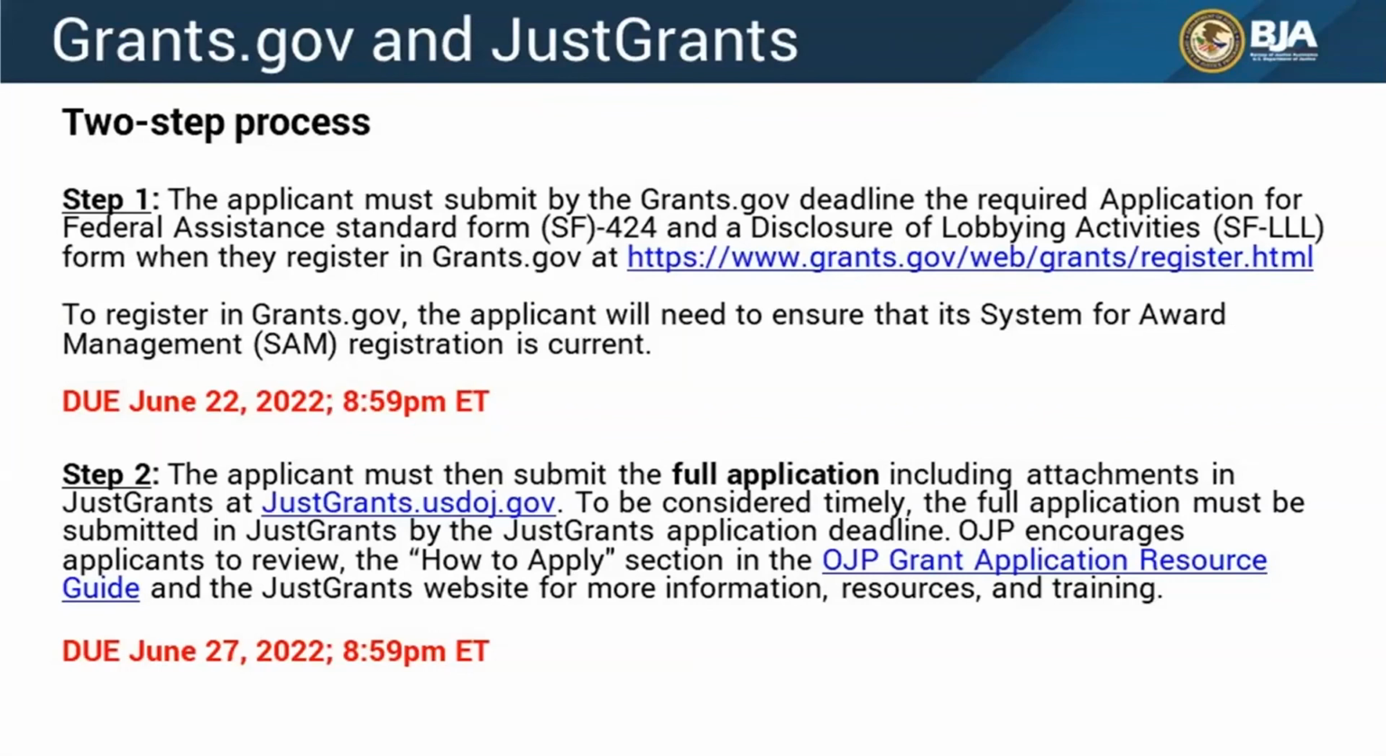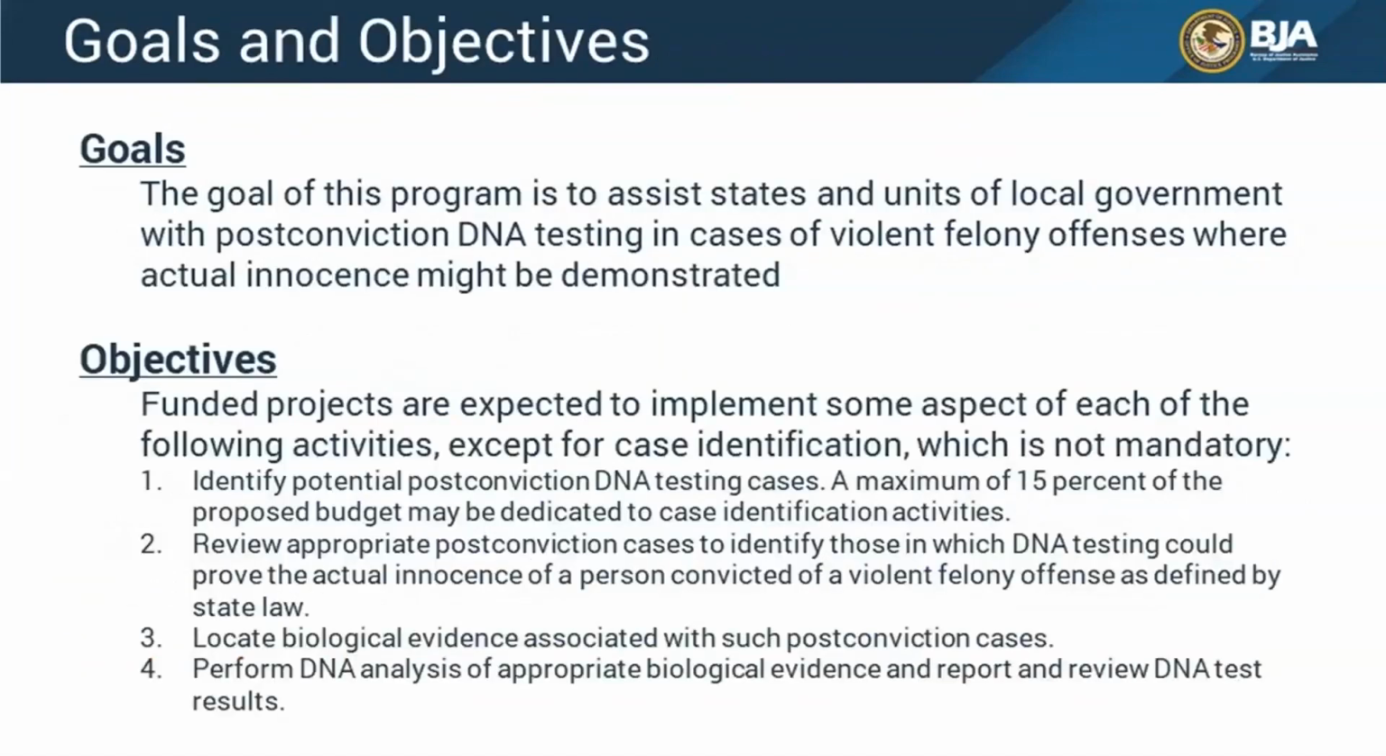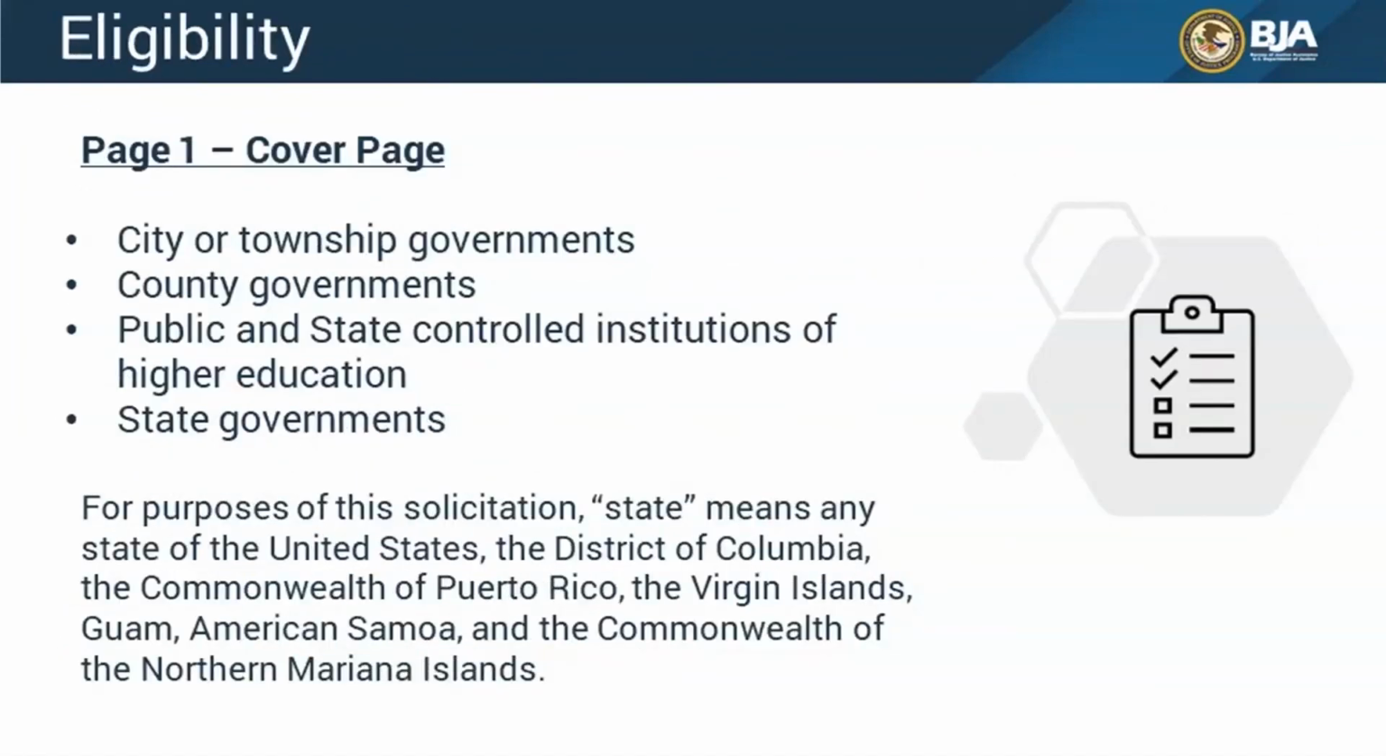So a question did come in, Andrea. As far as eligibility, is the county prosecutor's office eligible under the solicitation? If you can go back to the eligibility slide, which is, I believe, slide 11, you can just read back through those. So a city or township government, county government, public and state-controlled institutions of higher education, and state governments. So if the prosecutor's office sits within the county government, it is an eligible applicant.